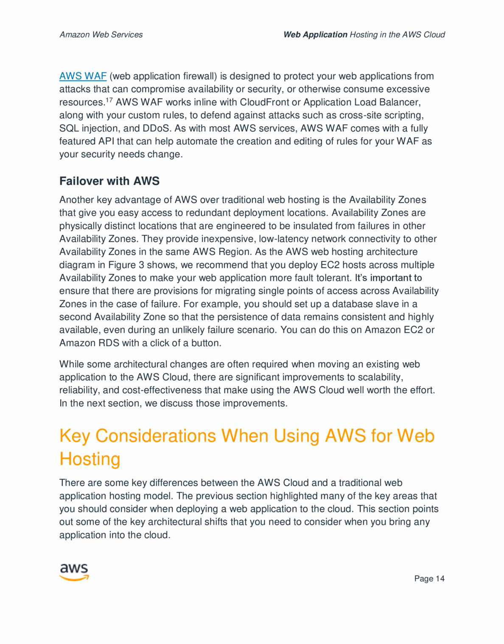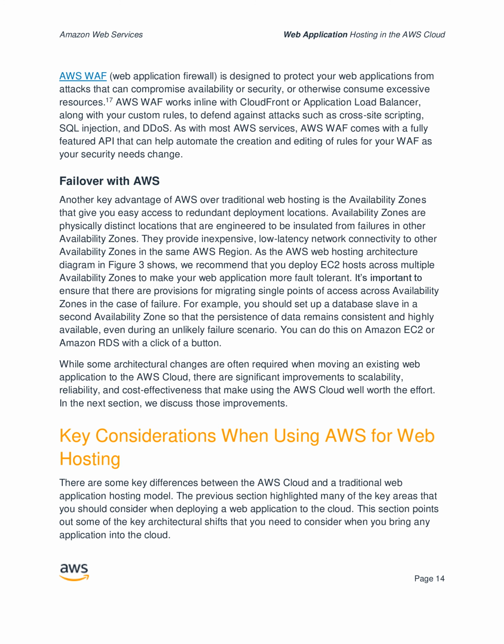Failover with AWS. Another key advantage of AWS over traditional web hosting is the availability zones that give you easy access to redundant deployment locations. Availability zones are physically distinct locations that are engineered to be insulated from failures in other availability zones. They provide inexpensive, low-latency network connectivity to other availability zones in the same AWS region. As the AWS Web Hosting architecture diagram in Figure 3 shows, we recommend that you deploy EC2 hosts across multiple availability zones to make your web application more fault-tolerant.